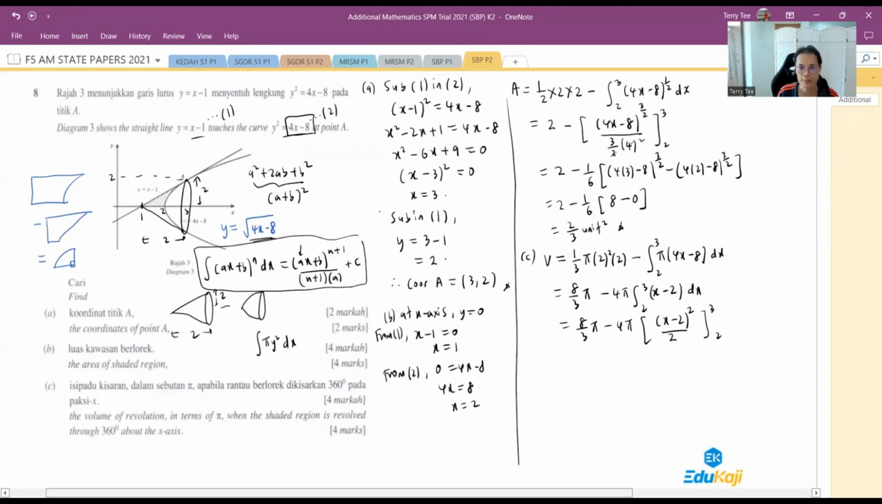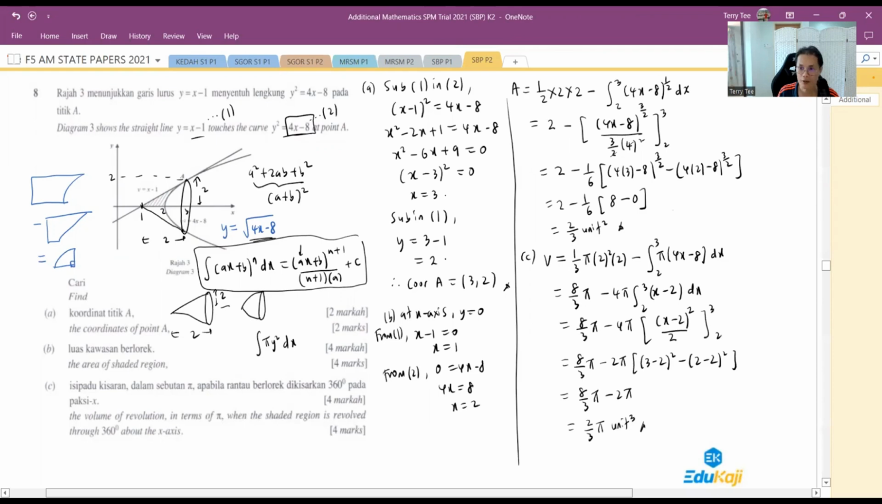From 2 to 3. Now let's cancel 4 pi and 2. This is 2 pi. Substitute 3 inside: 3 minus 2, then 2 minus 2, which is going to give us 0. So this is going to give us 8/3 pi minus 2 pi. Final answer, 2/3 pi unit cube.